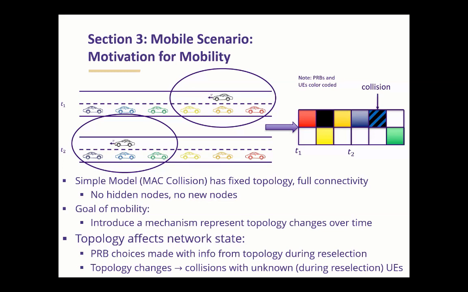In addition to that, we are going to be simulating over much larger distances, meaning there will now be hidden nodes, so more chances for collisions. Before, collisions could only occur if 2 UEs were reselecting at the same time. Now they can occur because there are hidden nodes and you don't know what they're doing.